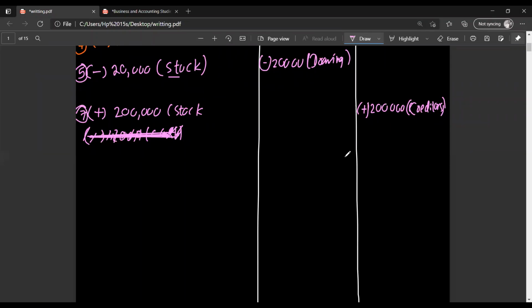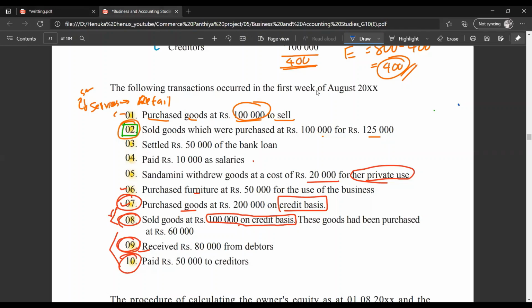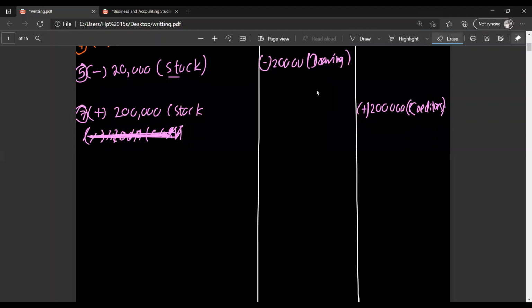So creditors means the people whom we need to pay. Yes, definitely we should pay them because we took stock from them on credit basis. That means we did not pay them at that time. Then is 100,000 for assets? No. Purchase goods at 200,000 on credit basis, so there is no cash going out. There is no impact on cash.